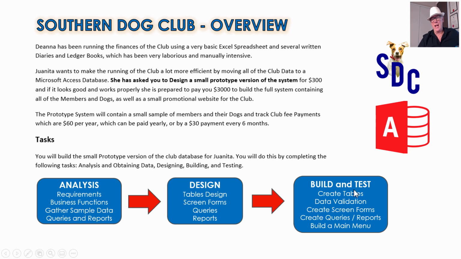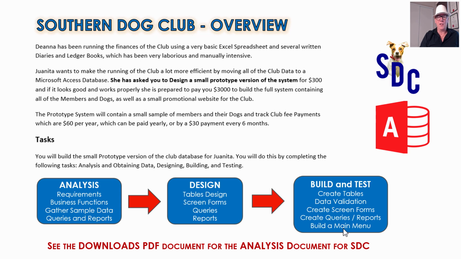We're going to make sure when people are entering data that there's no typo mistakes and things aren't wrong with it. Then we'll get on to creating the screen forms, building queries and reports, and build a main menu once we've got everything else built. So that it'll be very easy to go to things from a main menu system, which will make a really good professional application. Okay, so there's downloads in a PDF document that's got the analysis.